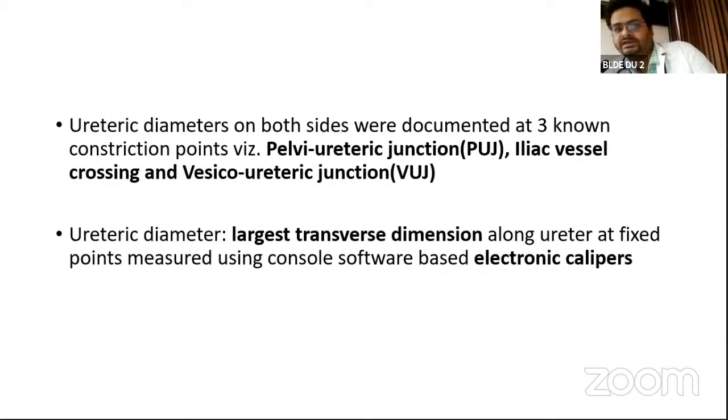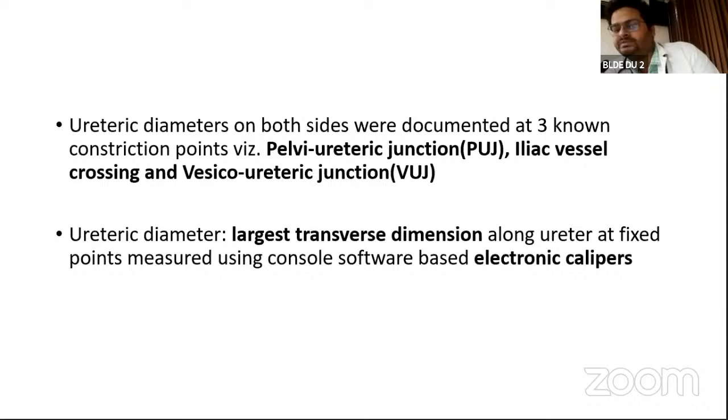As I mentioned, the ureteric diameters were documented at three levels, that is the pelviureteric junction, iliac vessel crossing, and vesicoureteric junction. One might ask why I chose these 3 points. These are the 3 anatomical narrowings that are normally present in a human being, and the possibility of a stone, apart from those who have a pathological ureter, will be highest in such scenario. So for that reason, in a normal human being, I have chosen these 3 points.